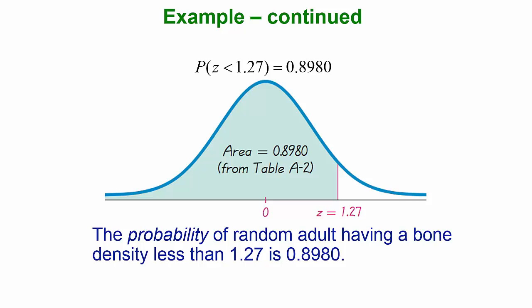So the probability that a random adult, for this graph is referring to bone density, so the probability of a random adult having a bone density less than 1.27 would be 0.8980.